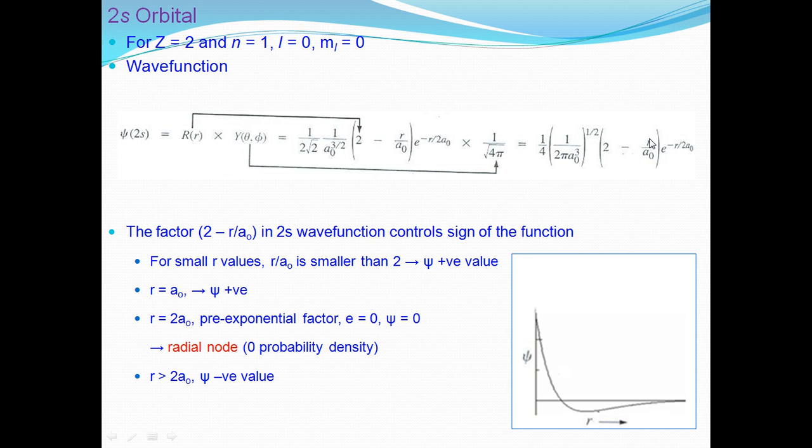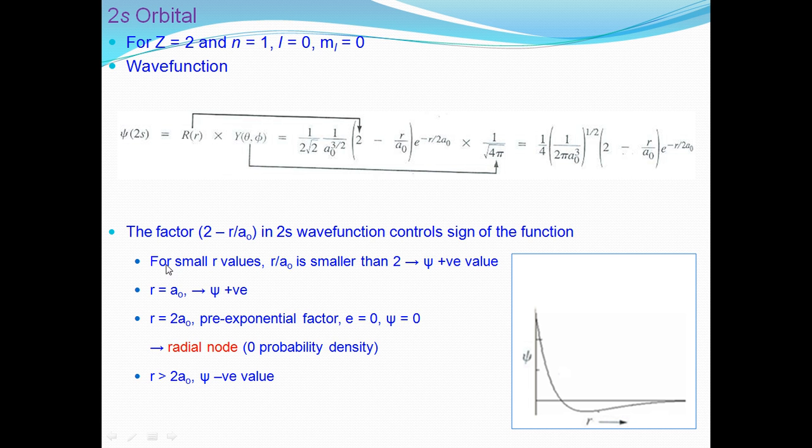Alright? And so let's, for example, use an arbitrary value of 0.1. If r is 0.1 picometers from the nucleus, then 0.1 over 54 picometers is a very, very small value, and therefore 2 minus that value is basically approximately 2. And so we see that at a very small distance from the nucleus, when we calculate the wave function, we see that the wave function is a maximum, and it is a positive value.